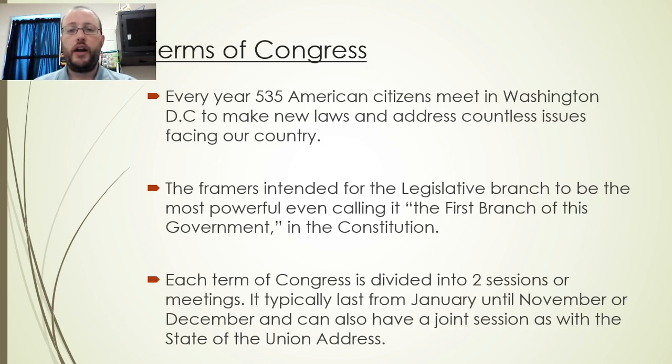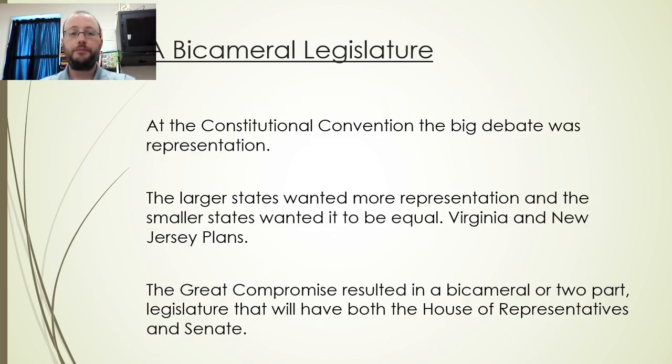Each term of Congress is divided into 2 sessions or meetings, typically lasting from January until November or December. It can have a joint session, as with the State of the Union address. Each Congress has 2 years that makes up a term of Congress. And so one session is 1 year from January to November or early December. The other session is January to early December of the second year. And then the next Congress takes over.